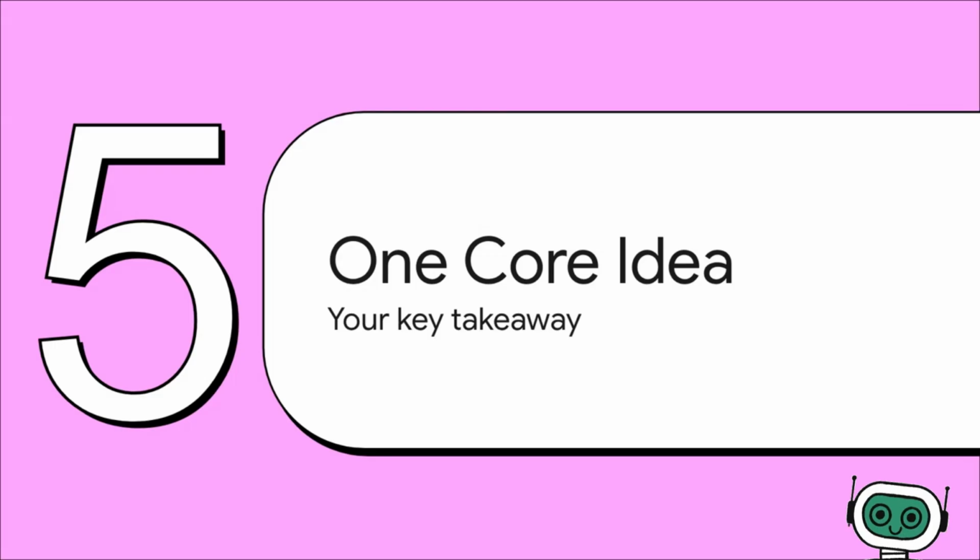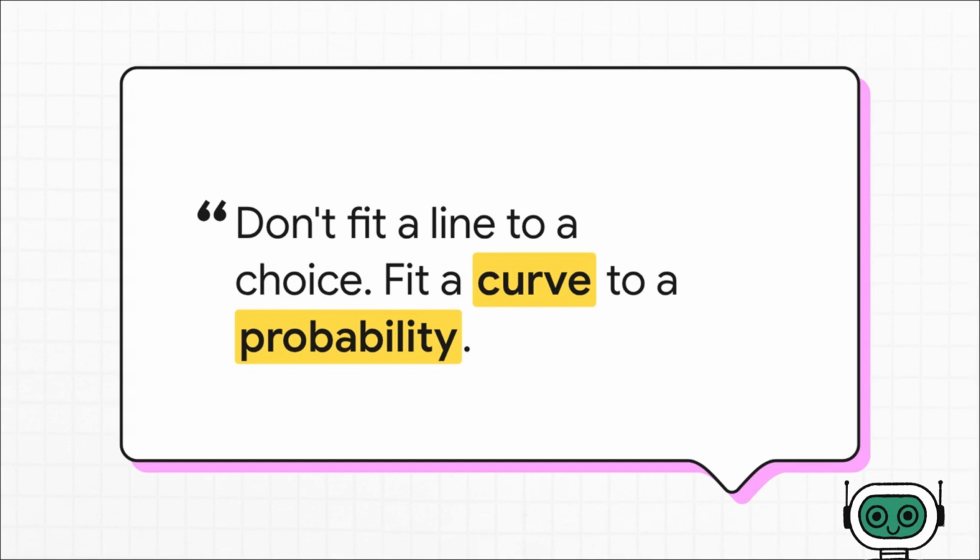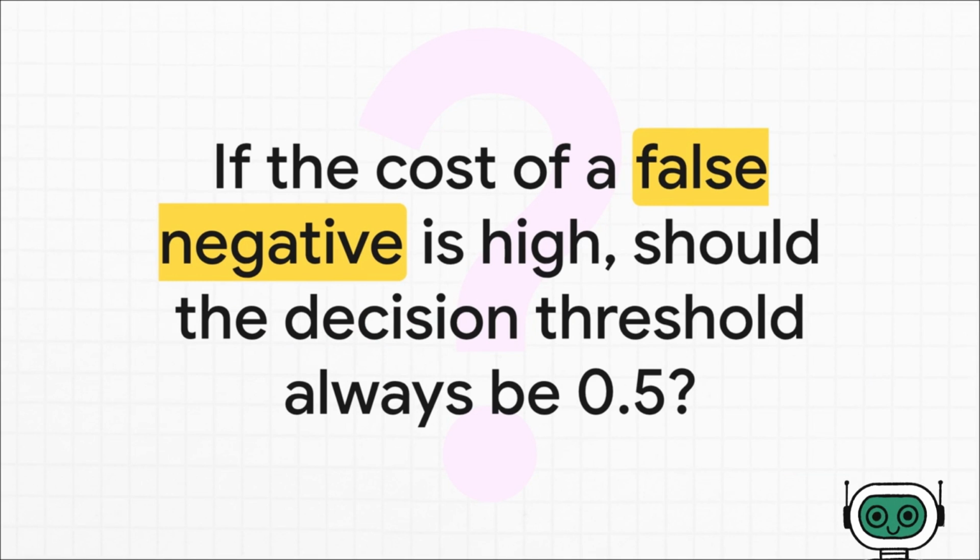Okay, let's bring this all home. If you only remember one thing from this explainer, let this be it. Logistic regression is a classification algorithm. It works by predicting the probability of a binary outcome, and it does that by mapping a linear model's output through an S-shaped curve. Or to put it even more simply, don't fit a line to a choice, fit a curve to a probability.